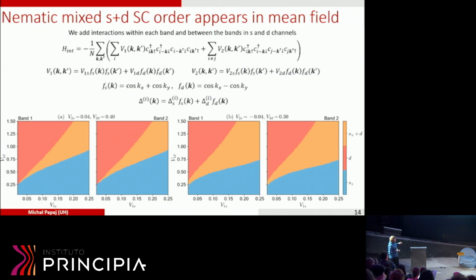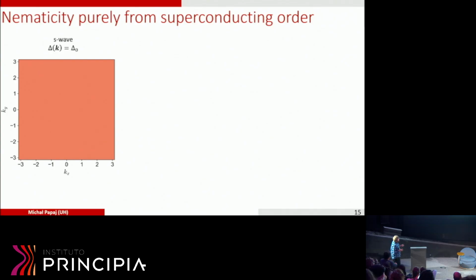So why is it important? So first of all, we can start with the simplest possible S wave, which is momentum independent. So if we have our Fermi surface, then all the states on the Fermi surface feel the same superconducting order parameter.